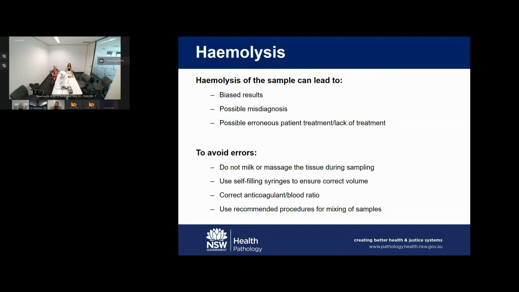And also, once the blood is collected, mixing those samples appropriately, because if you shake the sample, you will cause hemolysis. The red cells are not terribly robust. They are sensitive to temperature, they're sensitive to shaking, so you really do need to be mindful of how you treat the sample once you've collected it as well.